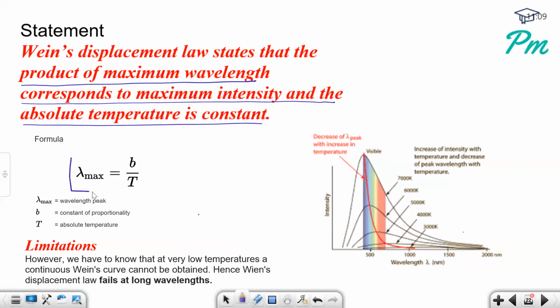Mathematically, it can be written like this: lambda max equal to b by T. This b is called Wien's constant. So lambda max is the wavelength peak, b is the constant of proportionality, also called Wien's constant, and T is the absolute temperature, generally taken in Kelvin. There are some limitations. Before that, we will discuss the curve of Wien's law.